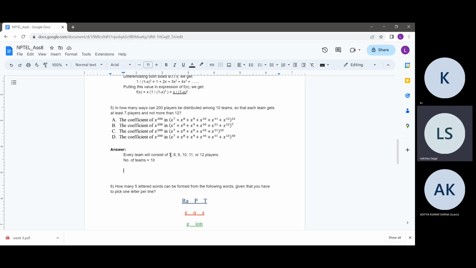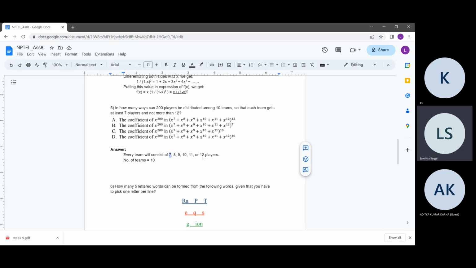Basically, we need to assign for every team one of these 6 numbers. There are 10 teams, and for every team we need to assign one of these numbers. One team can get 7 players, another can get 8 players, another 10 players, someone else 12 players, and so on. So we need to divide the 200 players among 10 teams, where all of the teams get either 7 or 8 or 9 or 10 or 11 or 12 players.